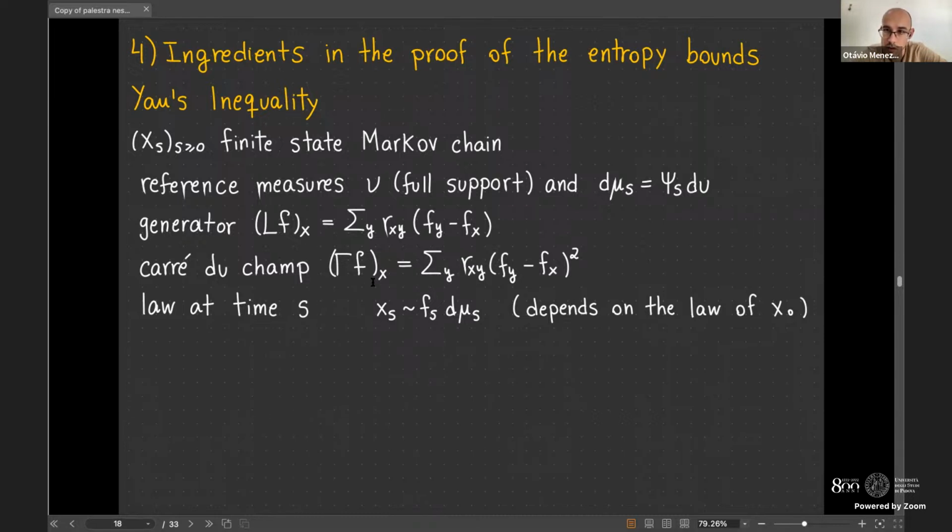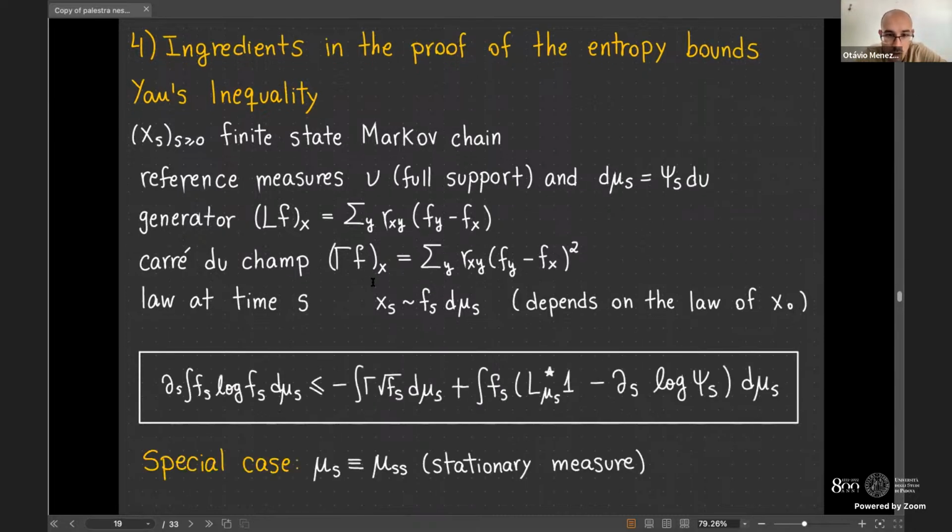So let's say you are on this general finite state continuous time Markov chain setup. What you can do is the following, and this inequality is well known since the 90s at least. What we have on the left-hand side is the entropy between the law of the Markov chain at time s, that of course depends on the law at time 0, against some reference measure, which up to now is completely arbitrary. And we can bound how fast this thing grows.